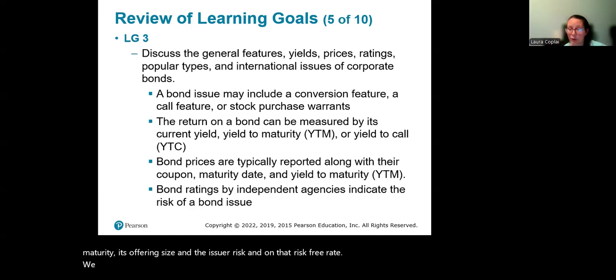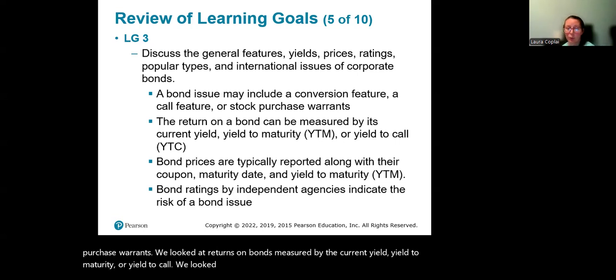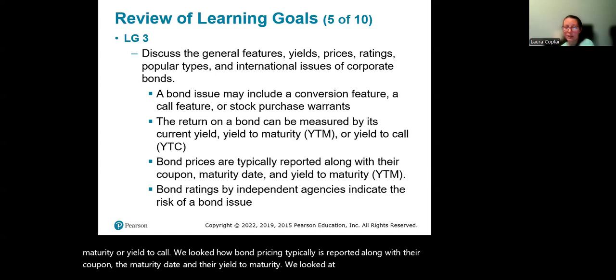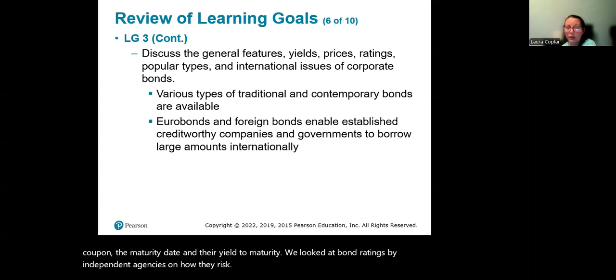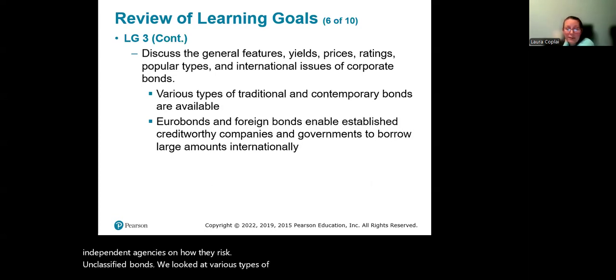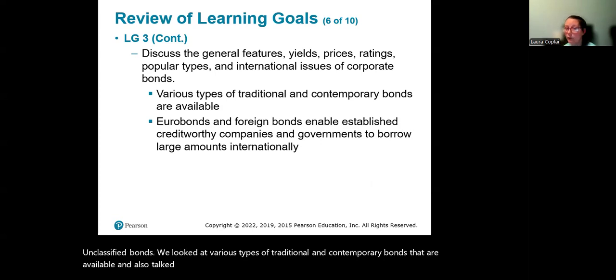We looked at a bond issue that might include a conversion feature, a call feature, or stock purchase warrants. We looked at returns on bonds measured by the current yield, yield to maturity, or yield to call. We looked at how bond pricing typically is reported along with their coupon, their maturity date, and their yield to maturity. We looked at bond ratings by independent agencies on how they rate and classify bonds. We looked at various types of traditional and contemporary bonds that are available and also talked about Eurobonds and foreign bonds that are established for creditworthy companies and governments to borrow internationally.